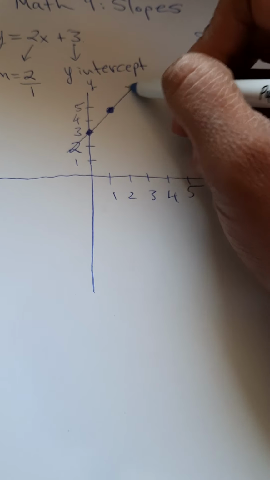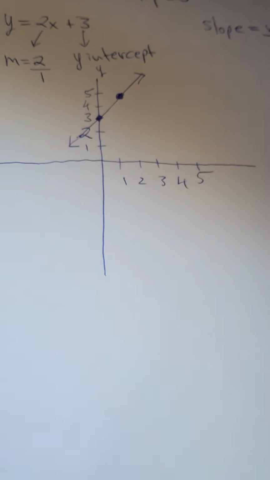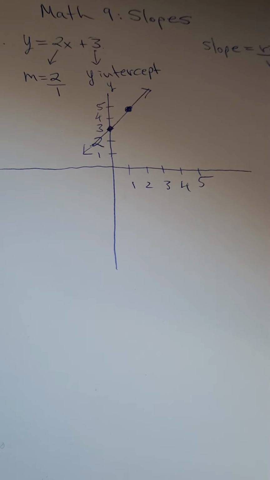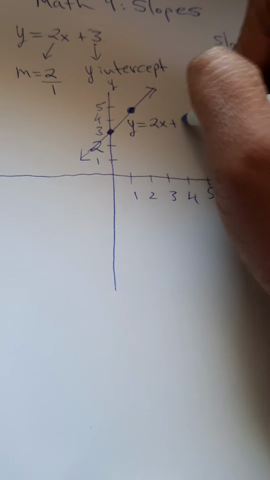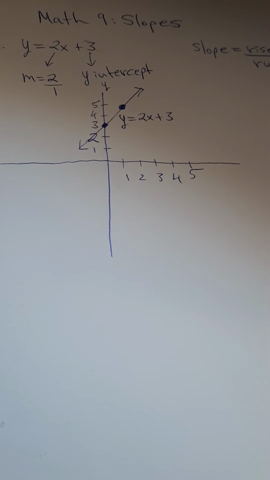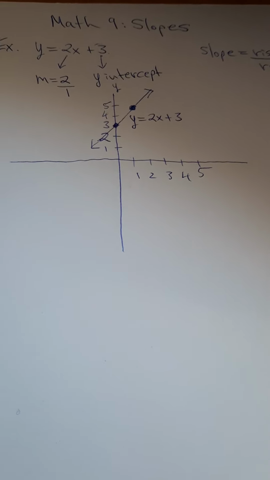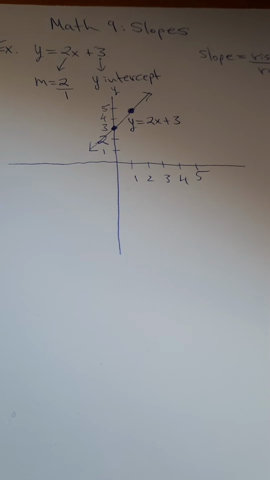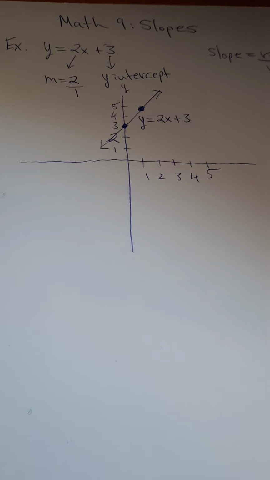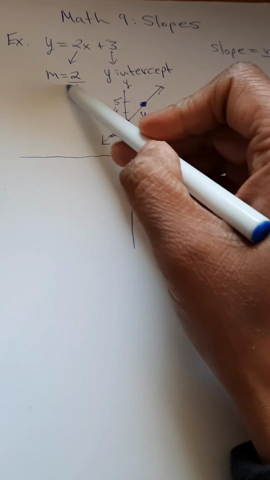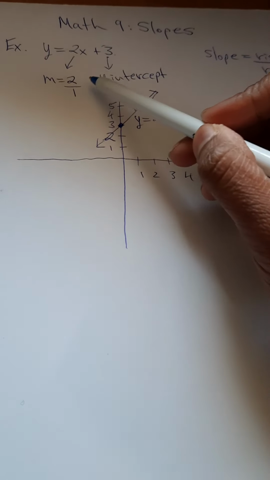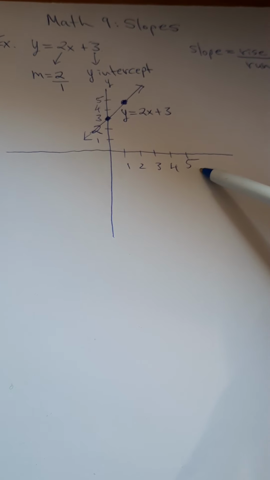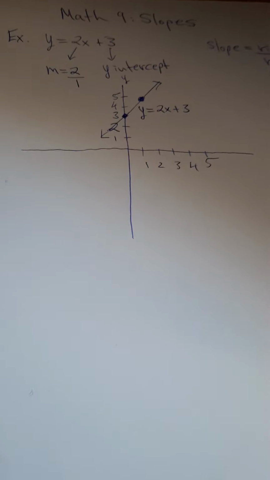Does everyone see that? I'm going to join these two dots together. Make sure you are using a ruler here. And that's what my line looks like. Right beside the line, you should be writing the equation. So we're writing y equals 2x plus 3. Everyone's good? That's all we're doing here. I noticed that the slope here is positive. That's why the line is going upwards. If my slope was negative, the line would be going downwards this way. Does everyone see that?